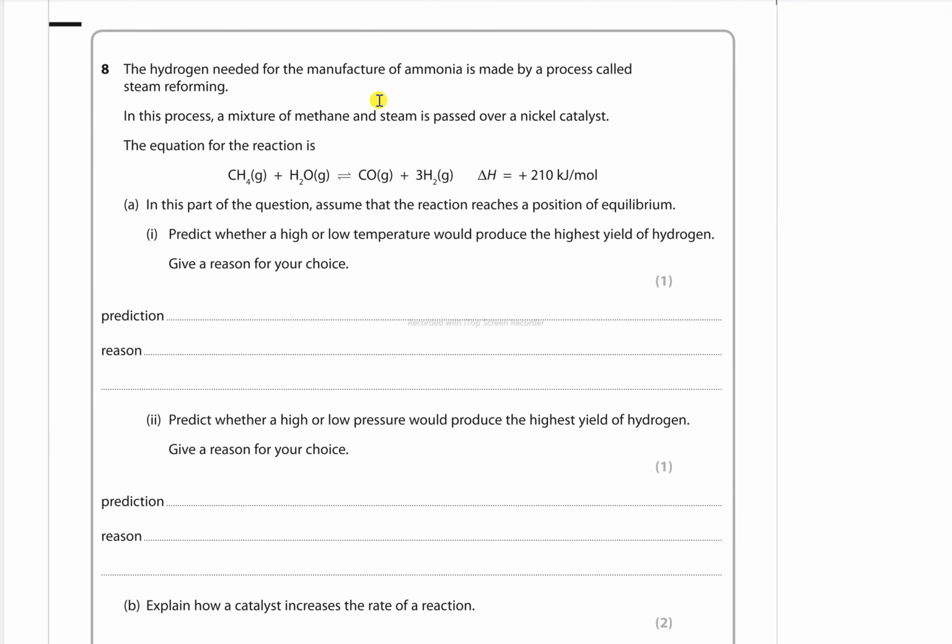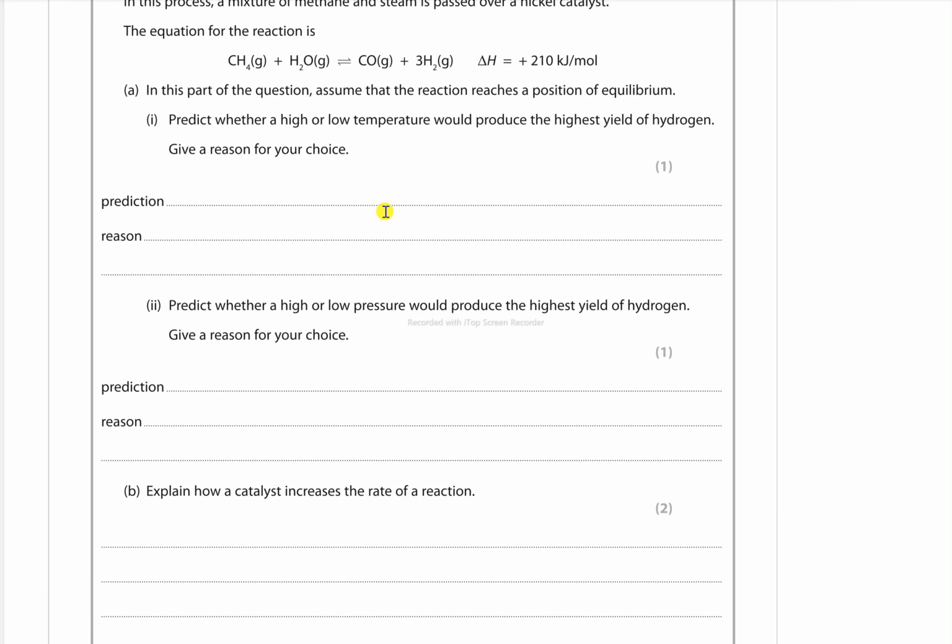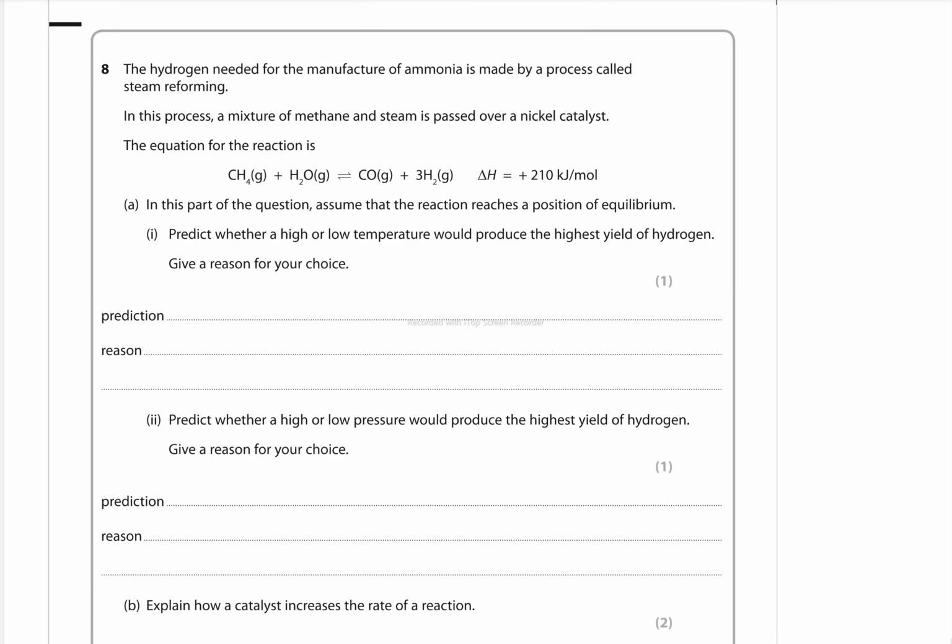The hydrogen needed for the manufacture of ammonia is made by a process called steam reforming. In this process, a mixture of methane and steam is passed. Let's do that same thing again. What we're going to do is analyze this. I know it's long-winded, but the repetition allows you to hopefully do it independently.